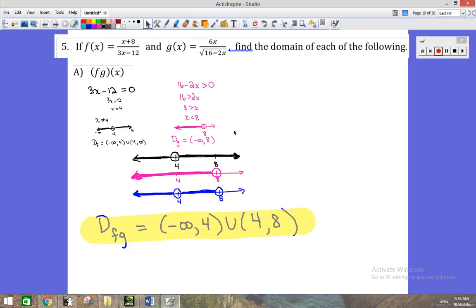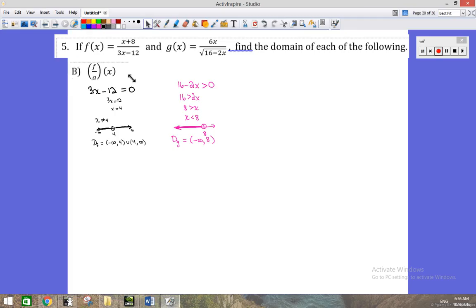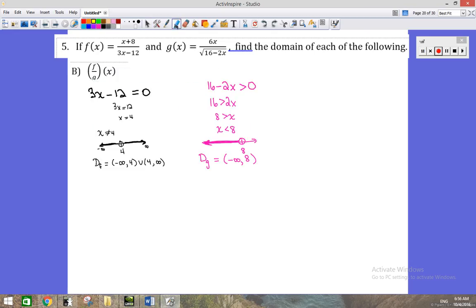let's bring along our work that found the domain of F and the domain of G. Sometimes if it's slow to paste, it means the program's going to crash. Alright, now to find the domain of F over G, it's the domain of F intersected with the domain of G, which is what we just did to find the product.